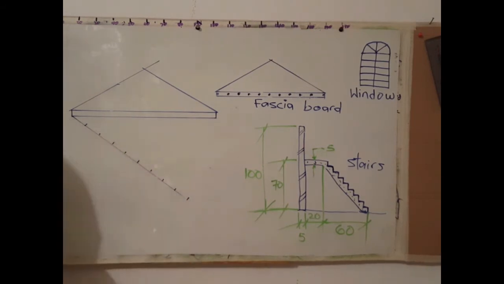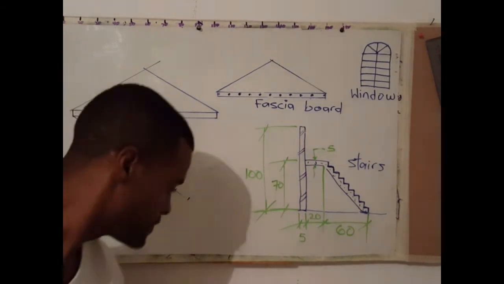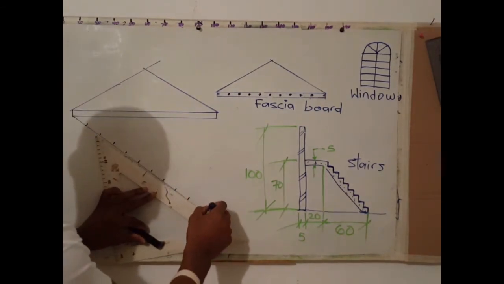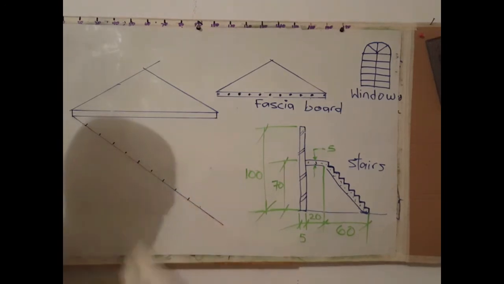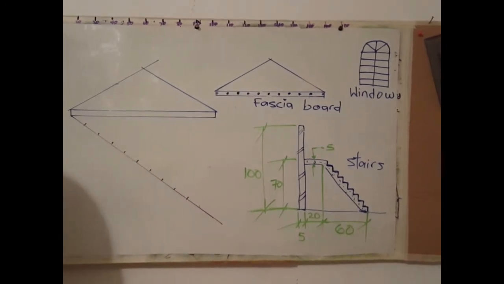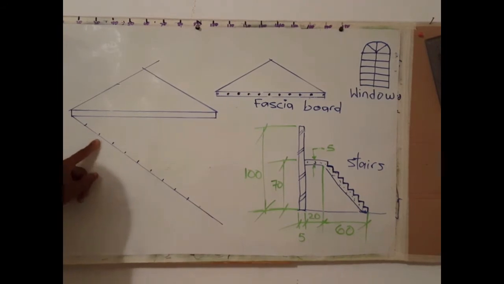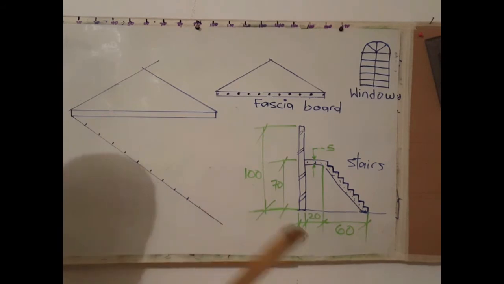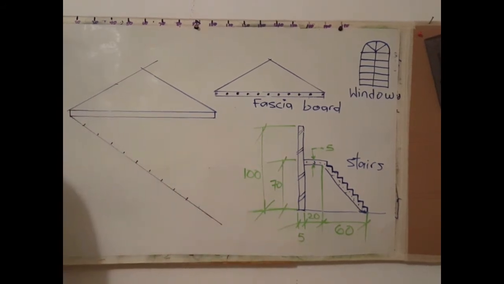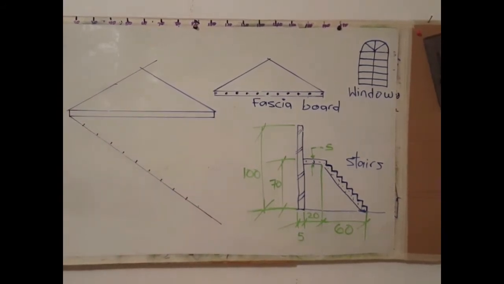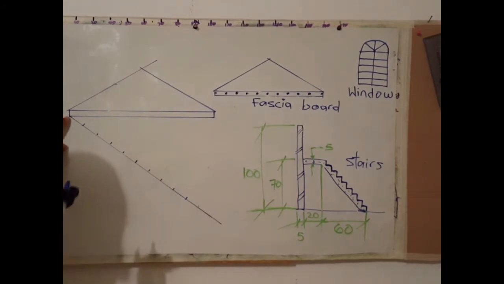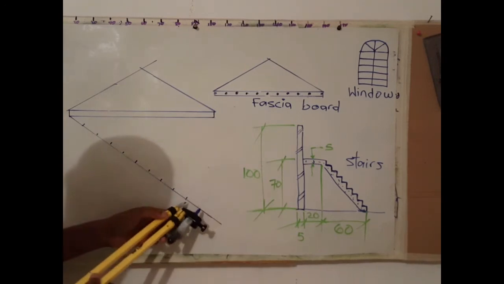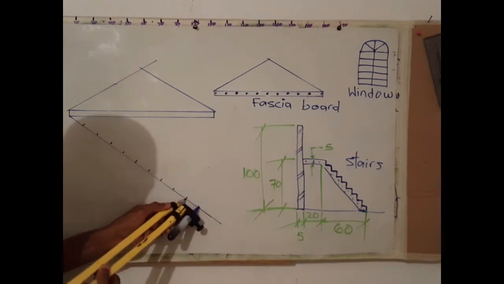1, 2, 3, 4, 5, 6, 7, 8, 9. I will need to extend my line. So we have 9. 10 point on it. Alright, so I'm counting 0, 1, 2, 3, 4, 5, 6, 7, 8, 9, 10, my 10th point.